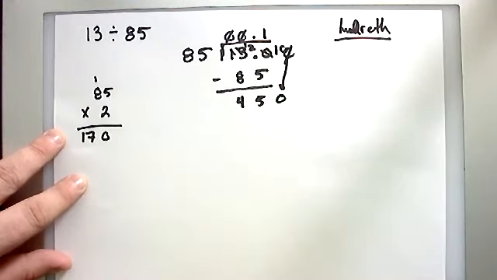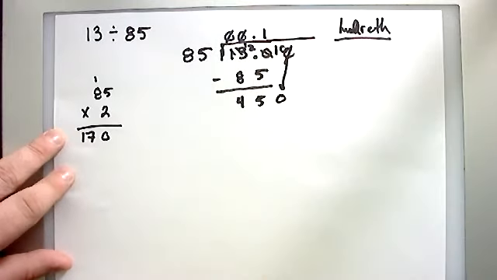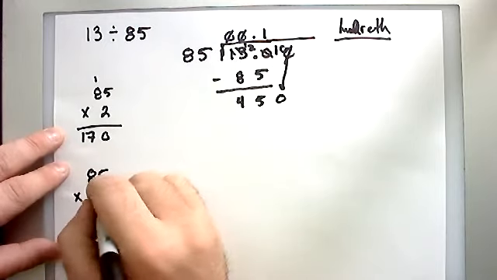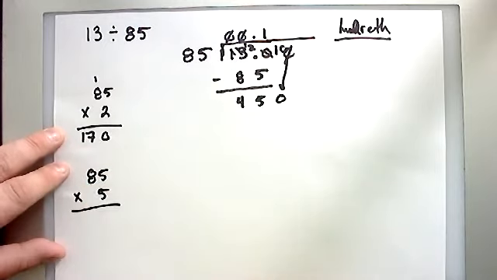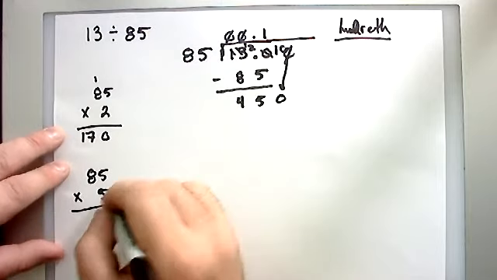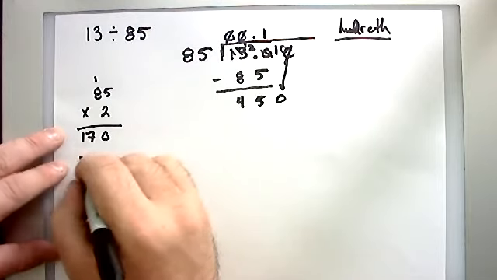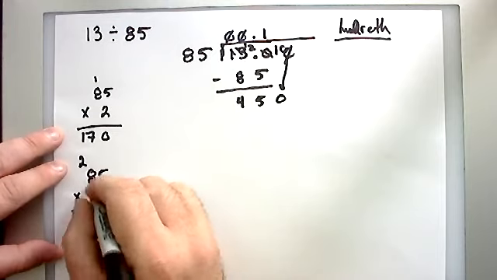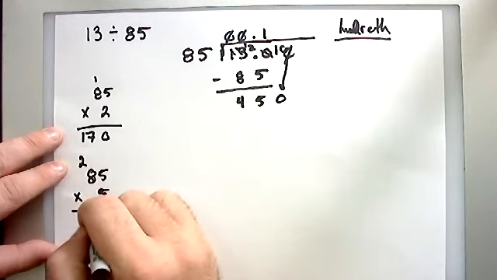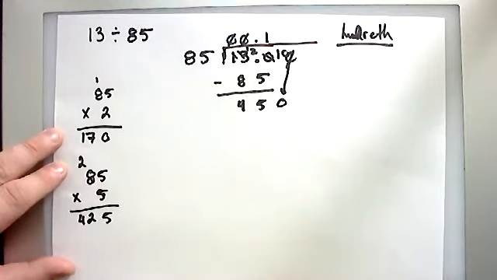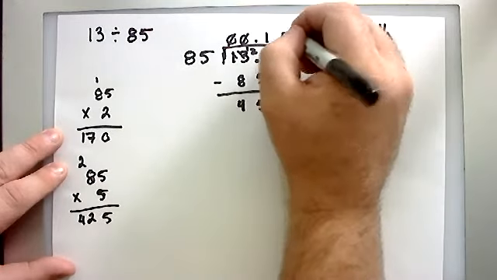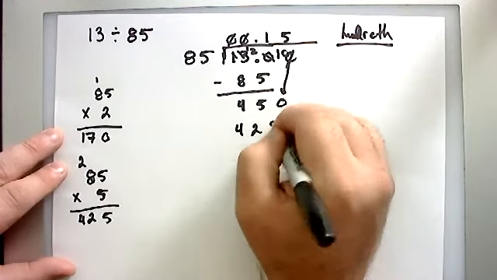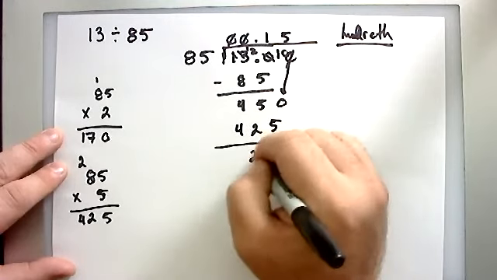85 into 450. I have no idea how many times that goes. 8 times 5 is 40, so let's come down here and try 5. So sometimes you will have to guess, guys, and that's sort of the point with this problem. They're not all going to be super quick and simple. 5 times 5 is 25, carry the 2. 5 times 8 is 40, plus 2 is 42. 425, so 5 was the correct number. If it would have been too big, I would have backed it off. 5 times 85 is 425. Subtract, and we get 25 left over.